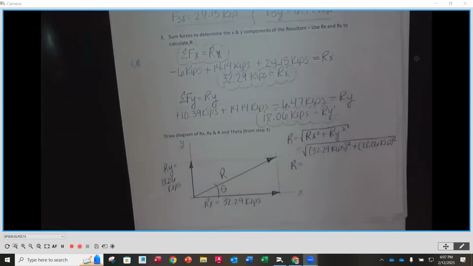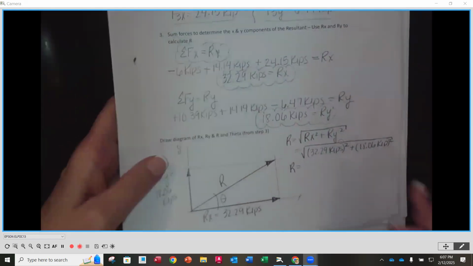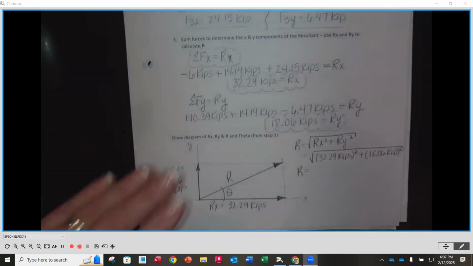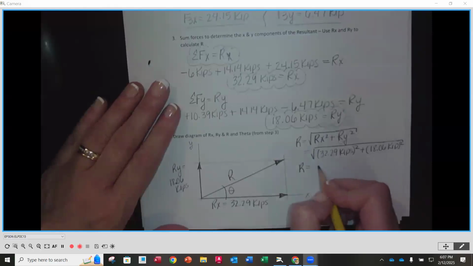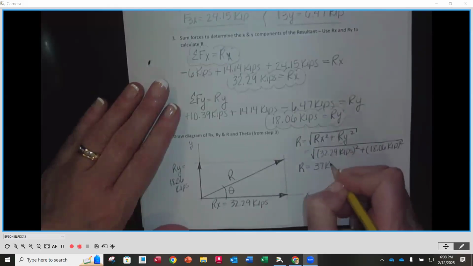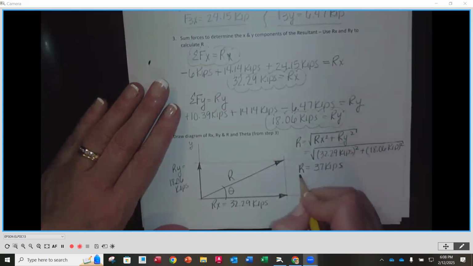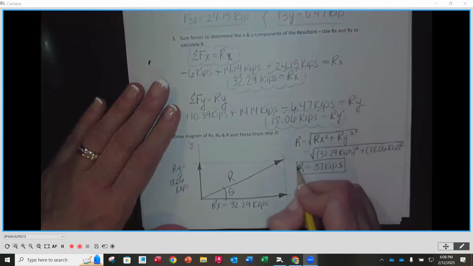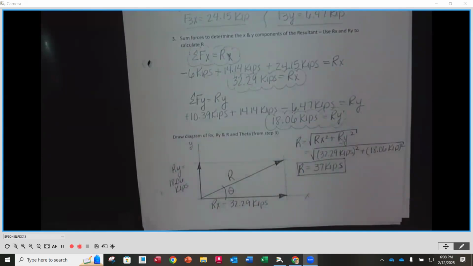And the magnitude of my resultant. What is the magnitude of my resultant? Should get 37. Let's get that. That's going to be 37 kips. And this is a final answer. It wants to know what the magnitude of the resultant is, which is one of our final answers. We're not done with this problem, but it's one of our answers. And then just looking for confirmation, everybody's getting that same number.